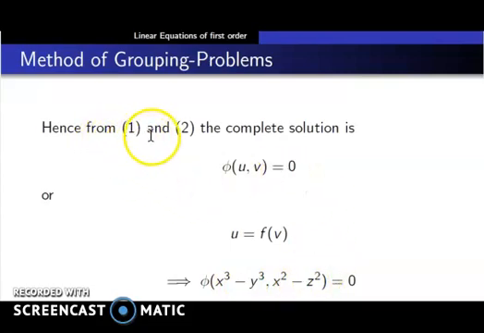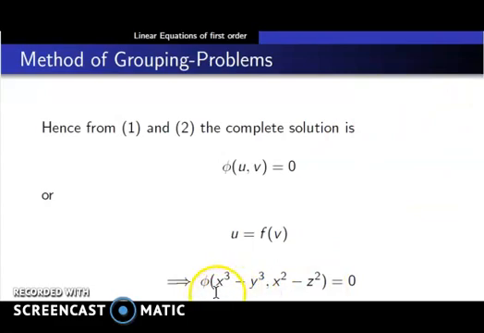So from 1 and 2, the complete solution is function of u comma v is equal to 0, or we can write u is equal to f of v. Therefore our solution is phi of x cube minus y cube comma x square minus z square is equal to 0. So this is our complete solution for given partial differential equation.